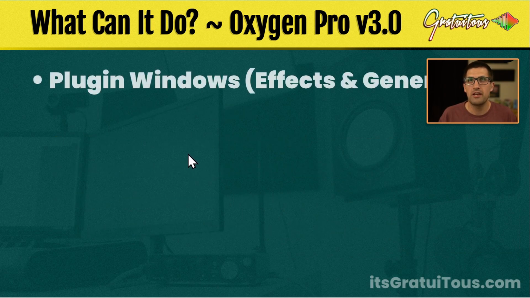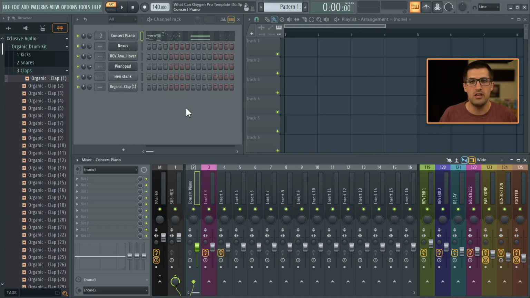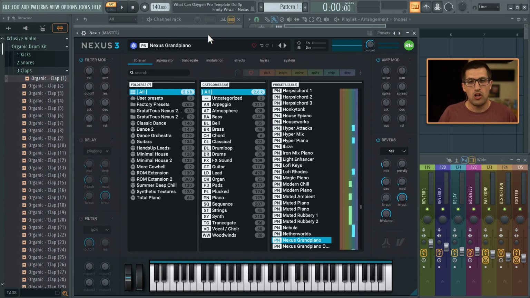So now we're going to look at the plugin windows. I quickly already talked about this, so I think we'll just skip over this. I talked to you about save state and flip state. So here, if we are in a plugin, let's say we are in Nexus, right? A lot of times I select a preset and it sounds really good in the beat, but maybe I just want to fine tune the reverb a little bit. But I'm kind of like, if I touch that reverb, I might mess up the way it sounds in the track, which can be damaging the track.